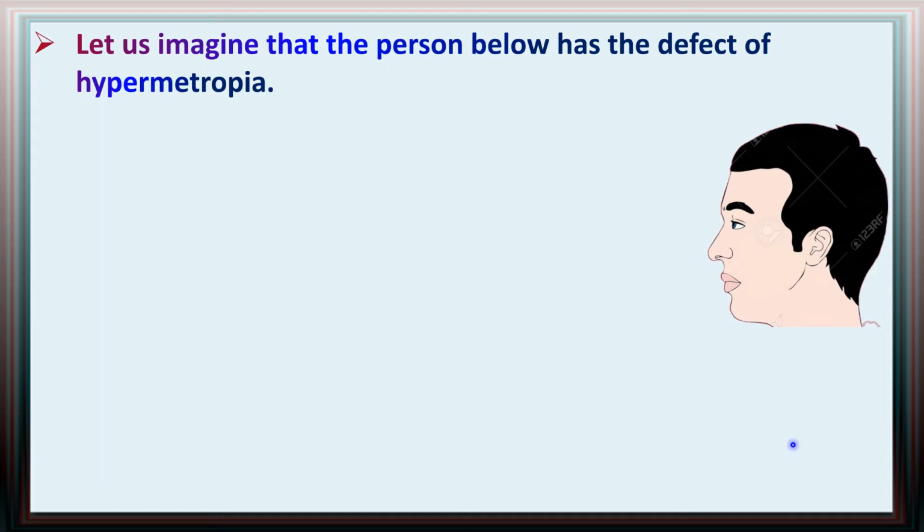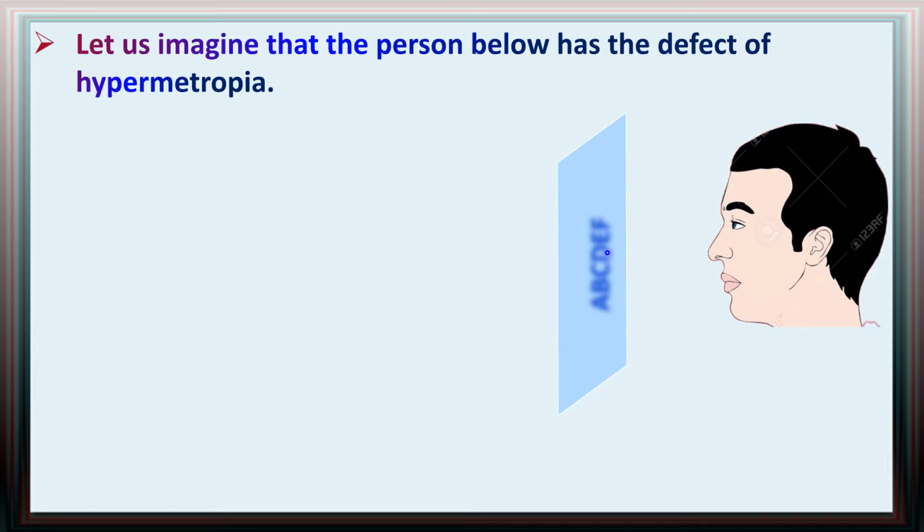Now the same sheet of paper I am going to place in front of his eyes at the least distance of distinct vision, that is 25 centimeters distance. See here, let us place it. He cannot see the printed letters on the sheet of paper when it is placed at the least distance of distinct vision, isn't it?